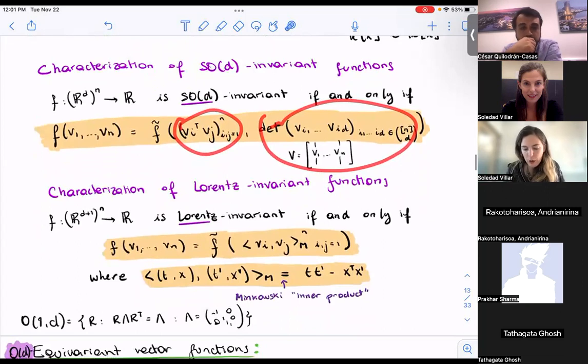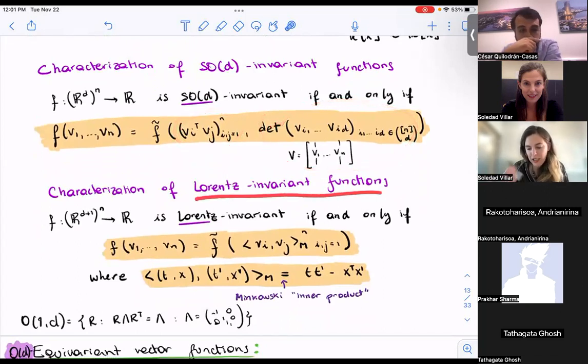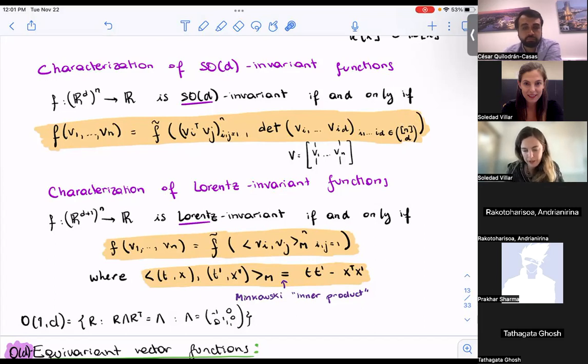And then the Lorentz group, that's an interesting example. The Lorentz group is kind of like the O(d) group, but these are the isometries in space-time. There's this Lorentz transformation where the time direction is different from the space direction.